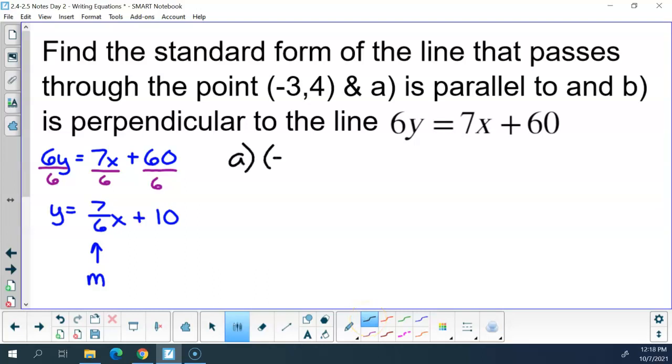So we're going through the point (-3, 4), and the slope of our parallel line is what? It's 7 over 6, because it's got to be the same, right? Okay. So now what do we do? You need to find the... No. You substituted it. No. You have to look at the vertical.